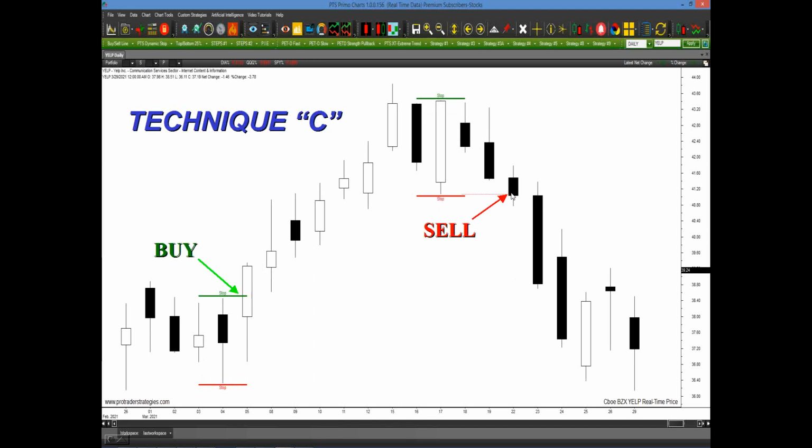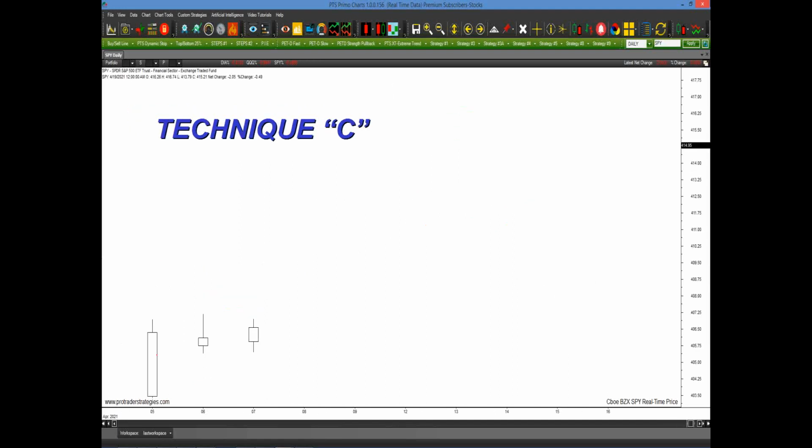We see this happening over and over again with technique C. This is where you have this coiling effect, where you have a buy stop on top of a sell stop. It doesn't happen all the time, but when we see this, it's a high probability technique C. And then we're going to go into detail and share with you more ways in which to trade this in the course. Now, one last example of this specific technique in the spiders.